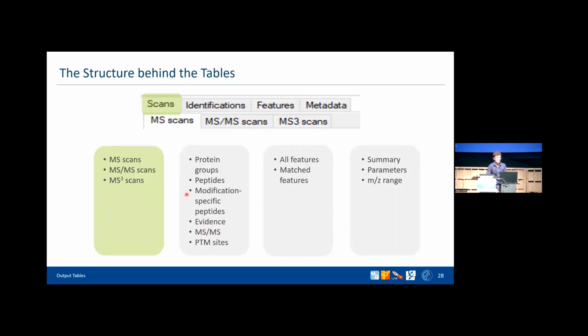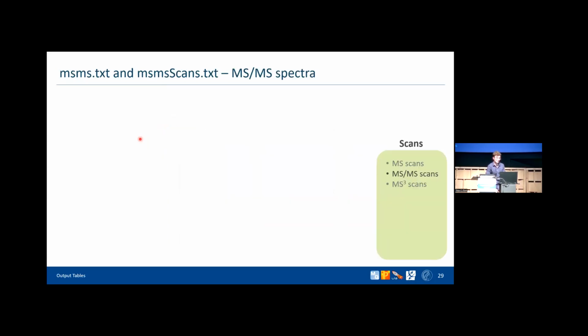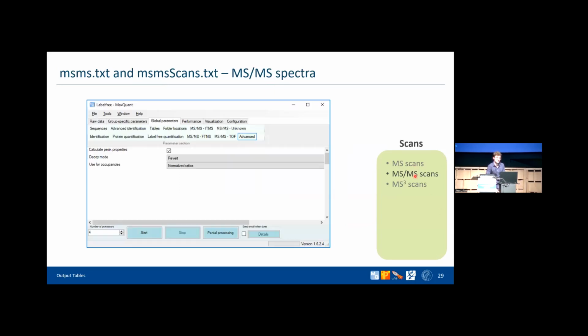Exactly. So that was the identifications group of tables, which I think is most interesting for most researchers. And now we go to the scans group or level of tables, which is more interesting for quality control and method control. So what's that? You get all the information about your different spectra, basically, and the scans that you have.